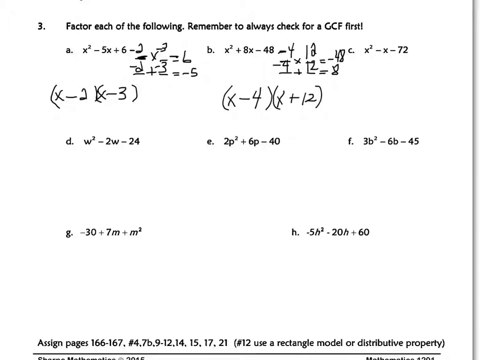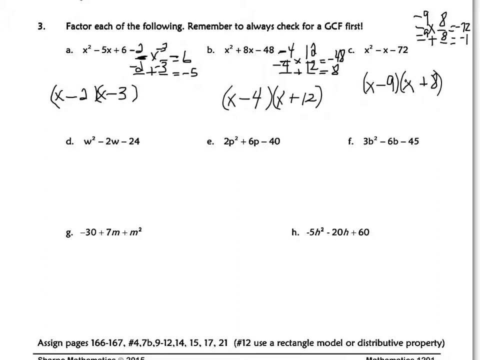Okay, so the next one, you're looking for two numbers which multiply to give you a negative 72 and add to give you a negative 1. And that would be negative 9 and 8. So you can go straight to your factors. First terms would have to be x, and then it'd be minus 9 and plus 8.